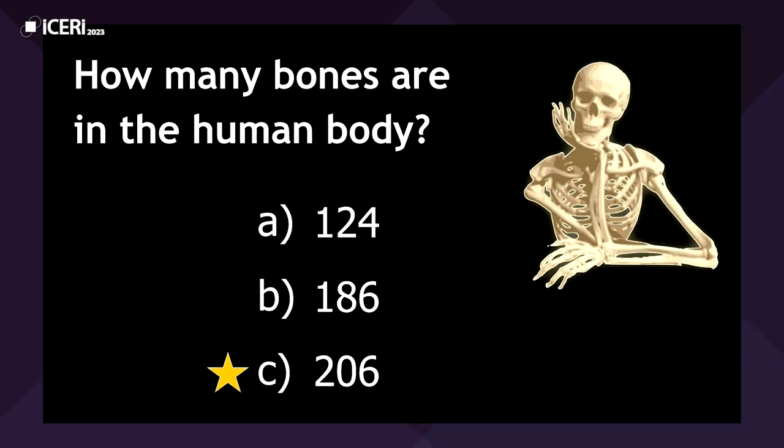If you'd say A, raise your hand. If you would say B, we have 186 bones in our body, please raise your hand. Fantastic. And if you'd say C, we have 206 bones. Ah, you are correct. Some of you are probably science teachers, I bet. So we have 206 bones in our body.